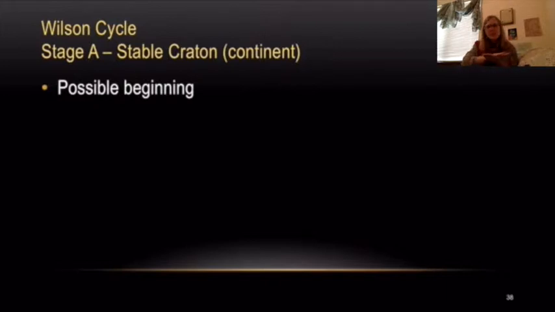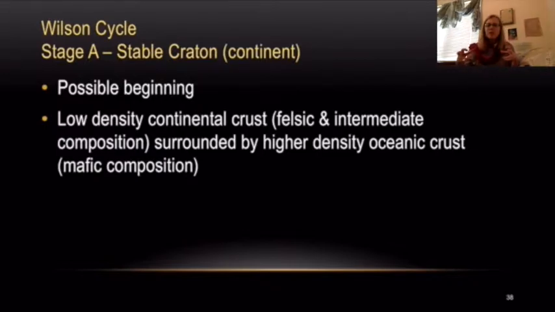A continent, completely flat on the top. We call it peneplaned. We don't care about that until we get to sedimentary rocks. But a flat continent with ocean crust all the way around it. The continental crust has low density because it's felsic and intermediate composition, and the ocean crust has high density because it's mafic composition. So the continental crust stays up higher on the mantle. Both of these are floating on the mantle below. The oceanic crust floats lower because of density.